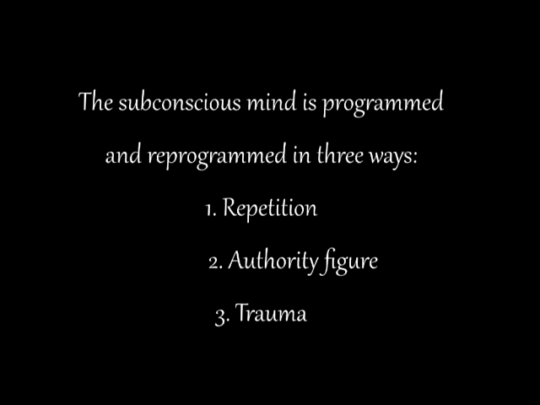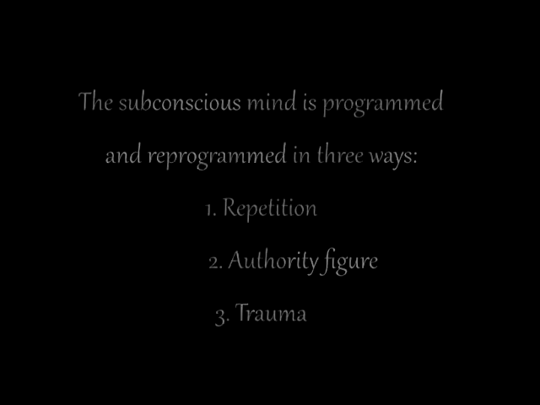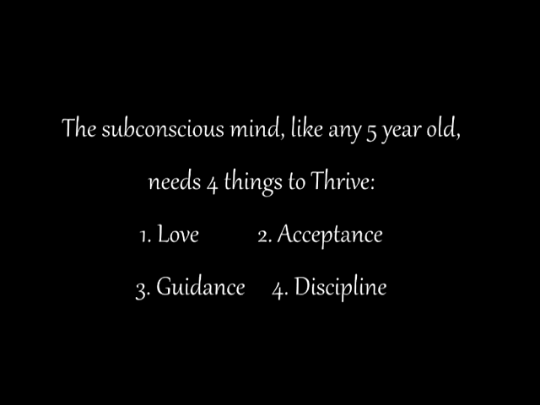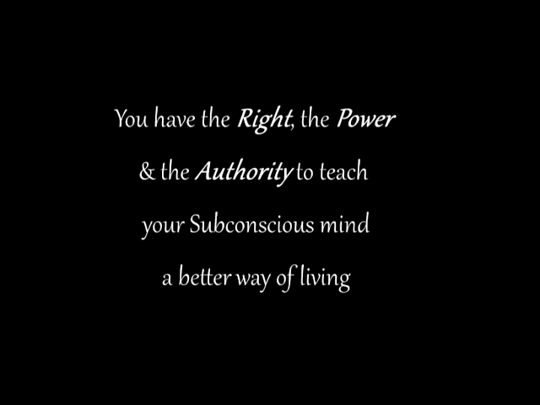The subconscious mind is programmed and reprogrammed in 3 ways: repetition, authority figure, and trauma. The subconscious mind, like any 5-year-old, needs 4 things to thrive: love, acceptance, guidance, and discipline. You have the right, the power, and the authority to teach your subconscious mind a better way of living.